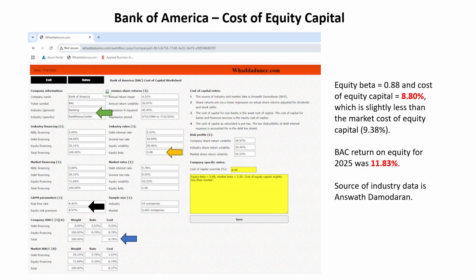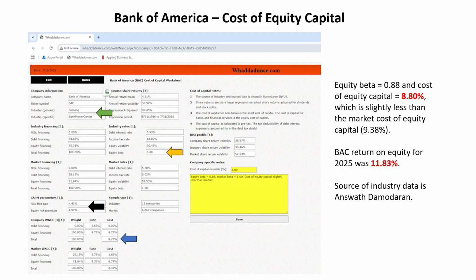And note that the orange arrow is the equity beta of 0.88. That's for the banking industry. Basically, what that says is if you compare risk from banks versus the market in general, banks are less risky, but not that much. The equity beta for an average S&P 500 company would be 1. So given that Bank of America's equity beta is less than 1, it's going to be less risky than the market as a whole.